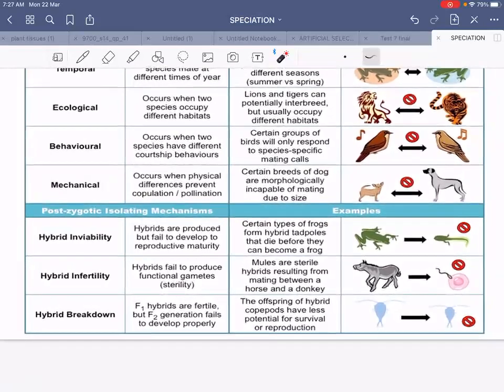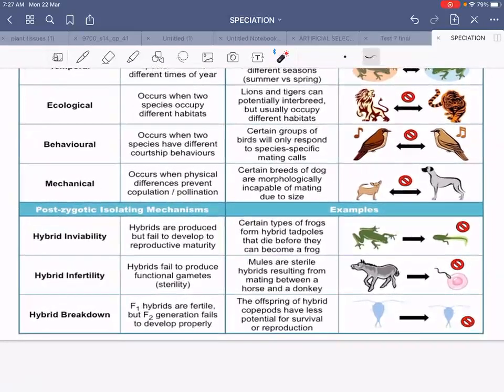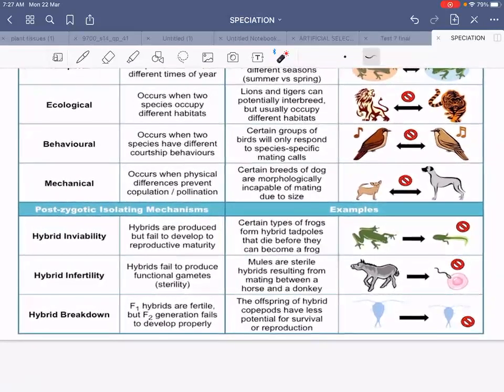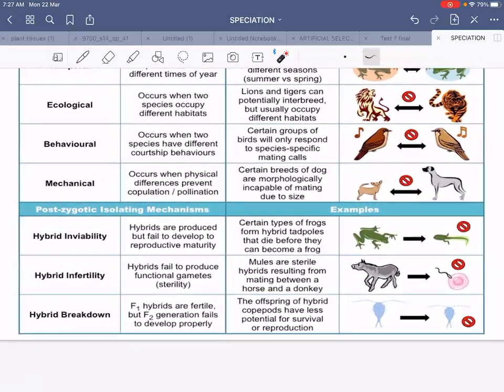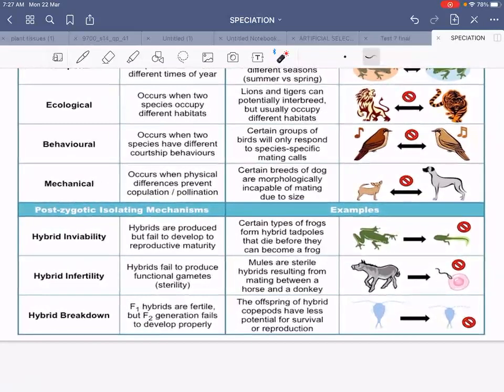Hybrid infertility means hybrids fail to produce gametes. जैसे भी हमने बात किया था ना कि when we were doing polyploidy, we said that the F1 hybrids are produced, but they are sterile. Same example that when we mate a horse and a donkey, we produce a mule. So mules are sterile.